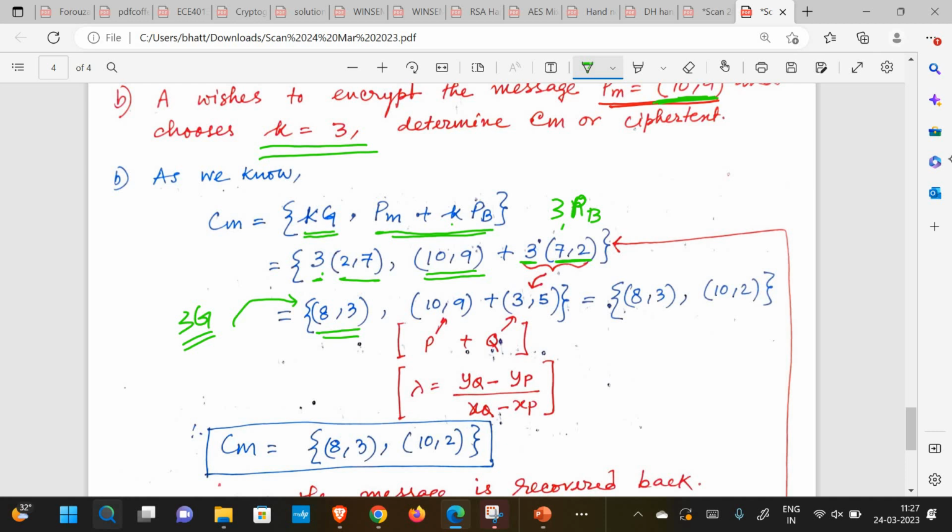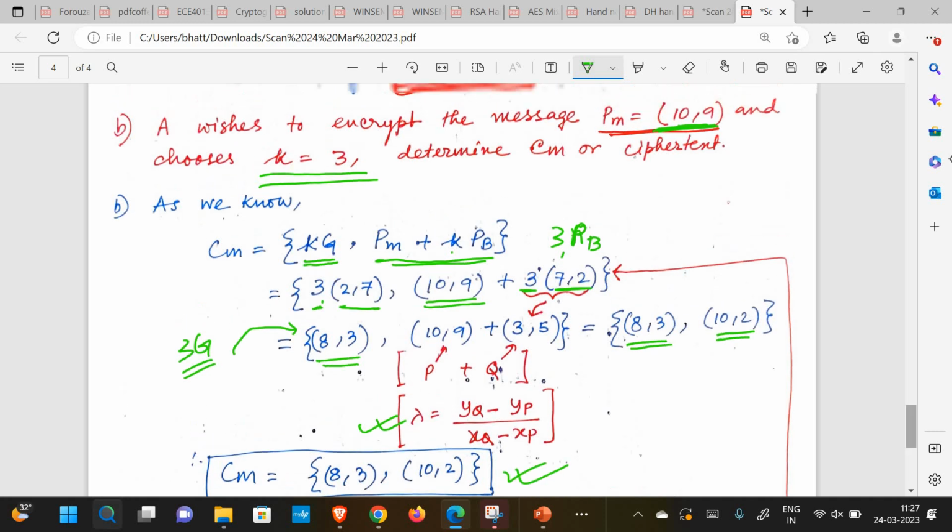Now we have P plus Q. See, I have written over here P plus Q. Remember the process, P plus Q is equal to R. So the same thing in that case, we have to use the lambda as this, because P and Q are non-equal. So we get another value which is 10 comma 2. So now we have this 8 comma 3 and 10 comma 2. This will be considered as my ciphertext.